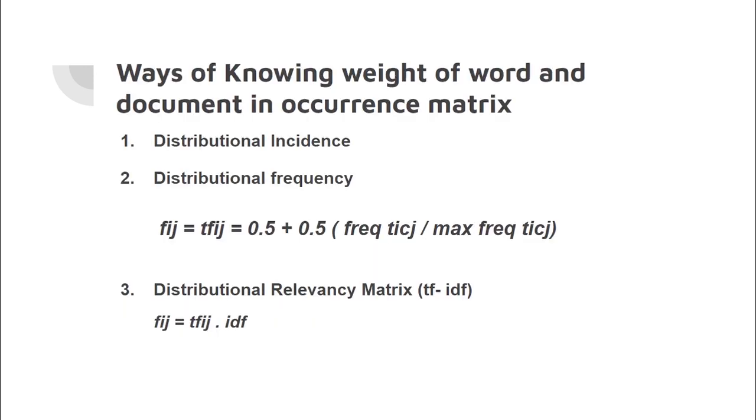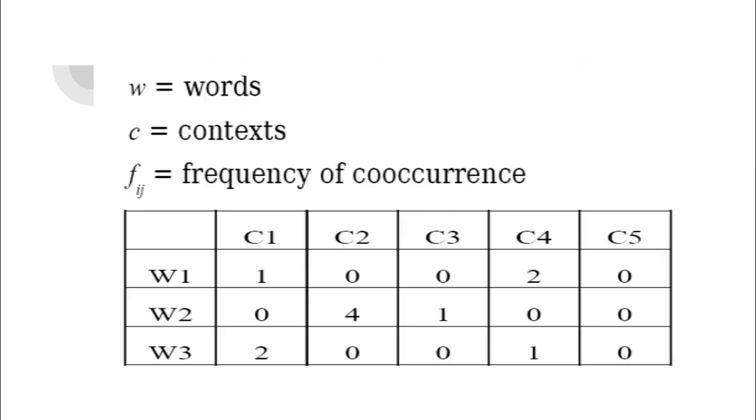There are different methods or different ways to know the weight of that particular term. Weight is nothing but how important that word is for us in terms of overall documents or overall text corpus. The very first thing is the distributional incidence. So distributional incidence is nothing but drawing a matrix similar to this.